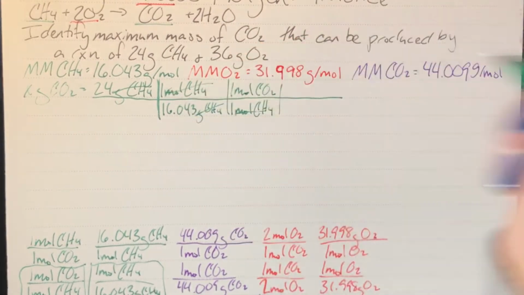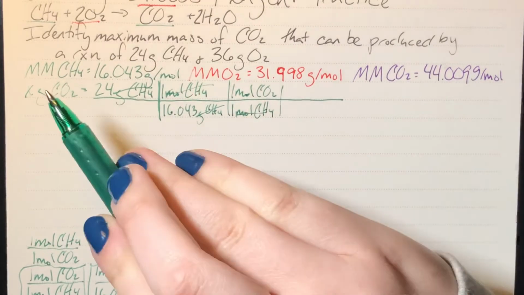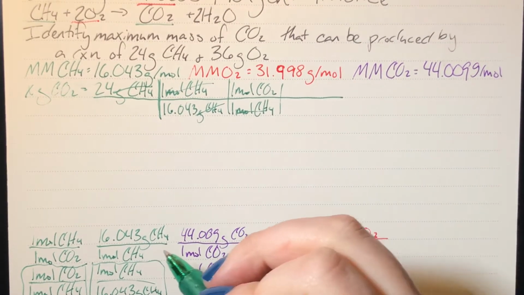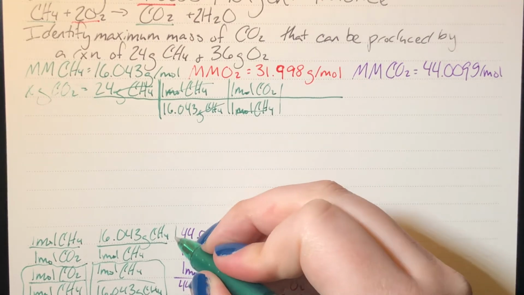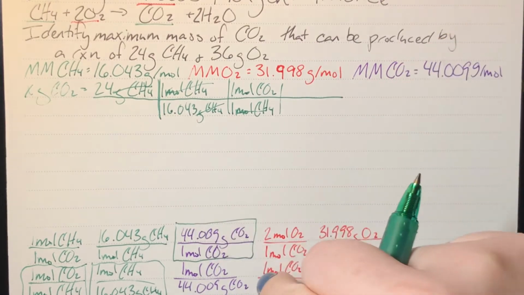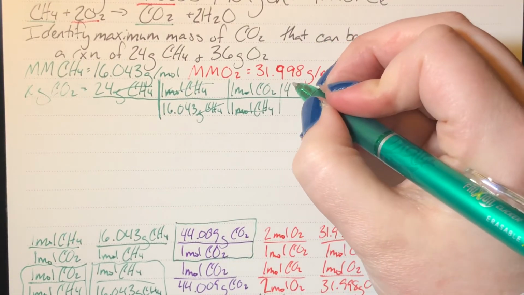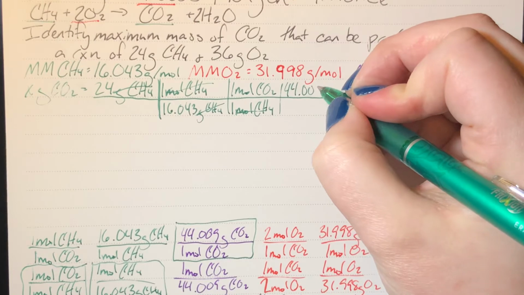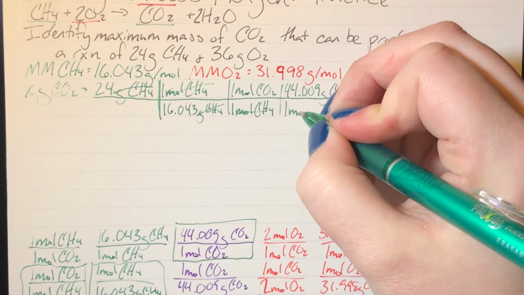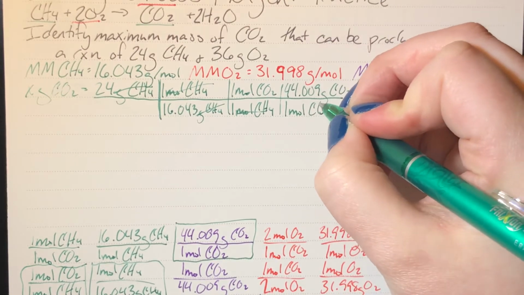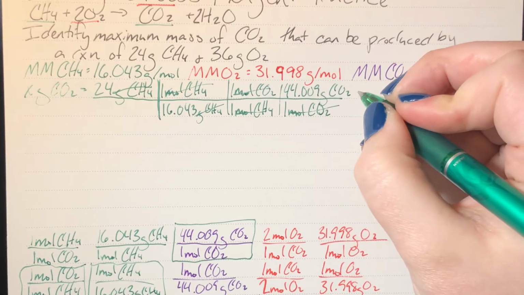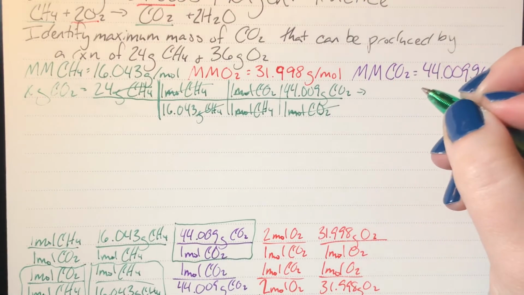Mole CH4 cancels, leaving me with mole CO2, but I want grams of CO2, which means now I need the molar mass of carbon dioxide. I need the molar mass of carbon dioxide with grams on the top and moles on the bottom, so I'm going to choose this one, and I'll plug it in. Moles carbon dioxide cancel, leaving me with grams of carbon dioxide. So that will go ahead and be solved.